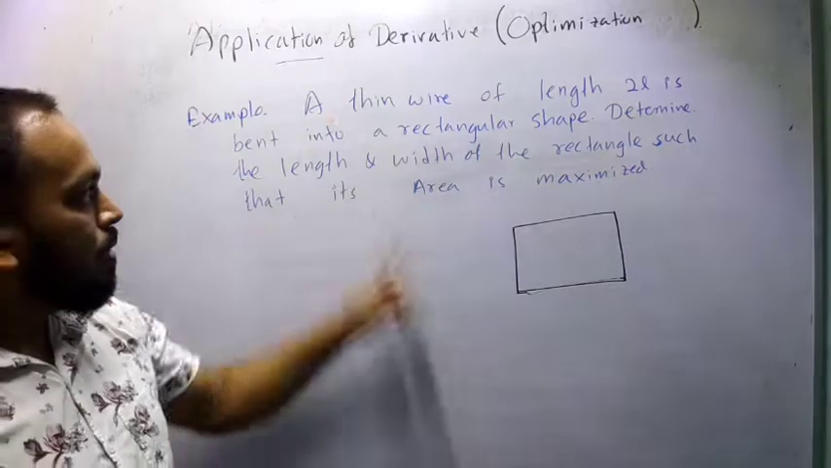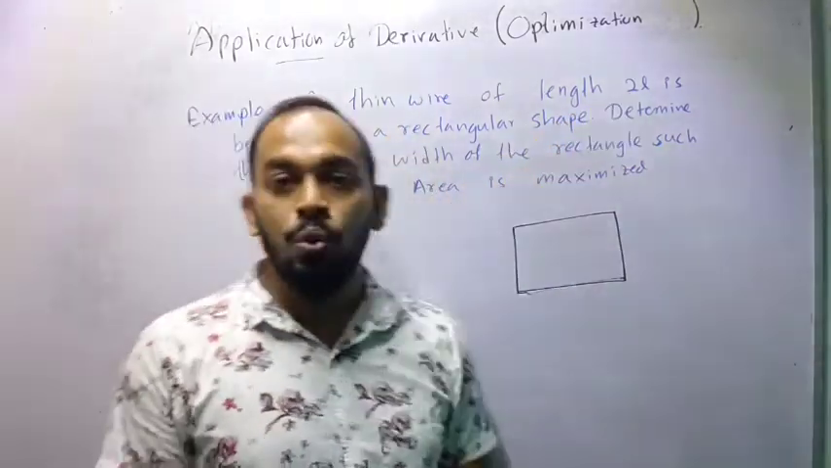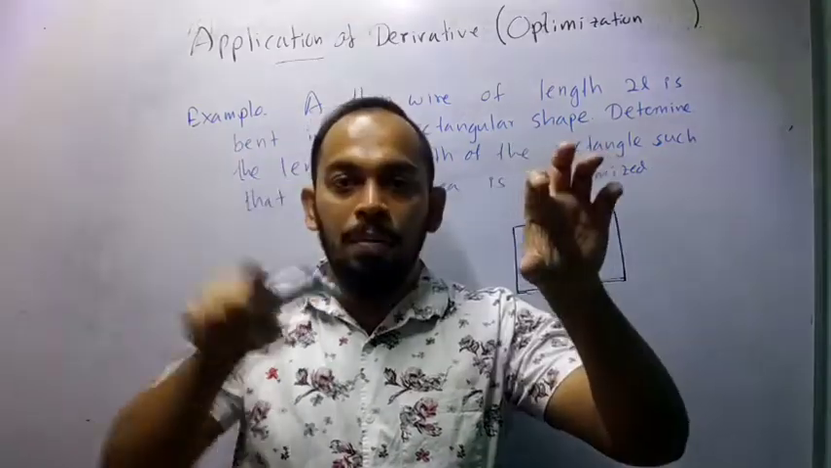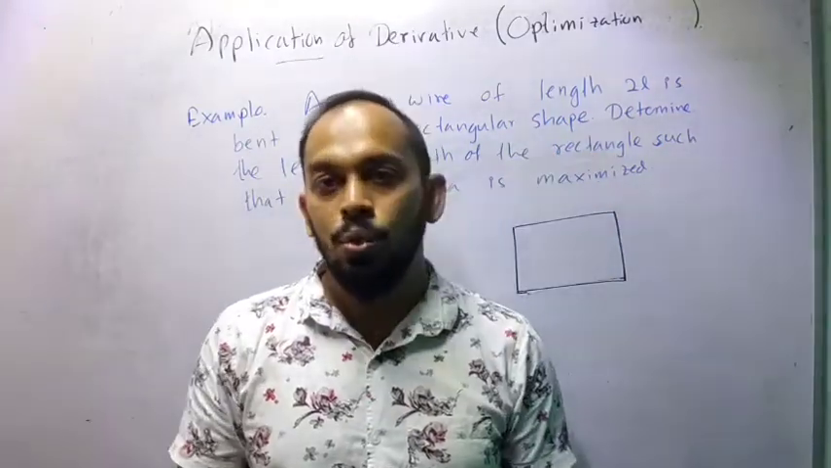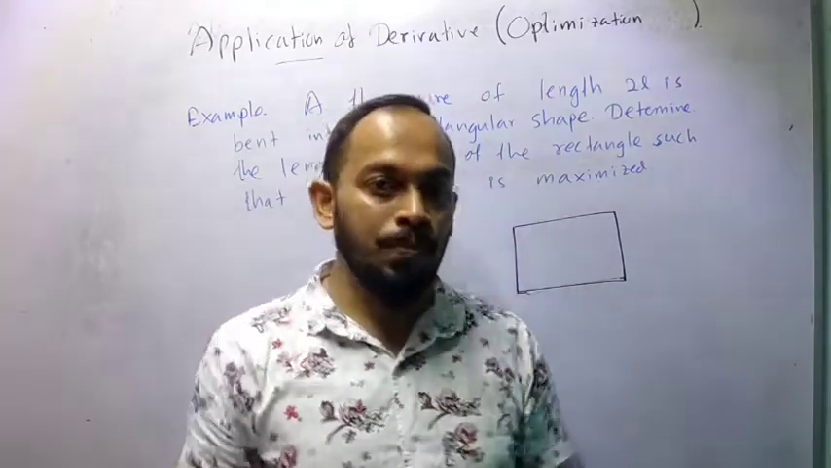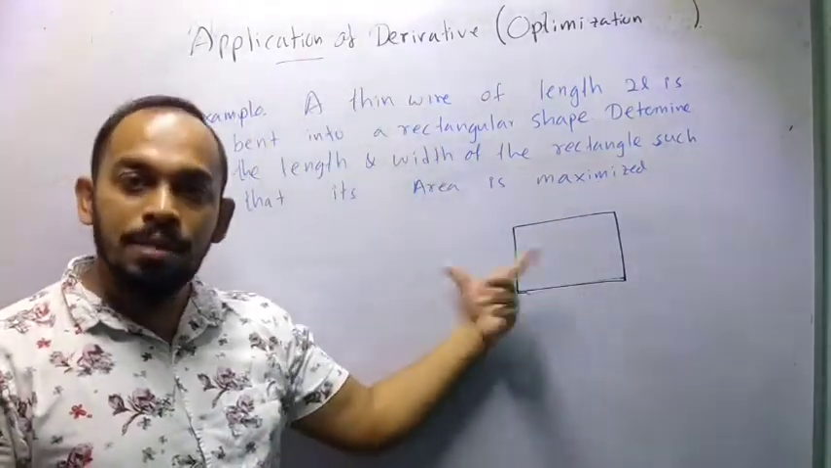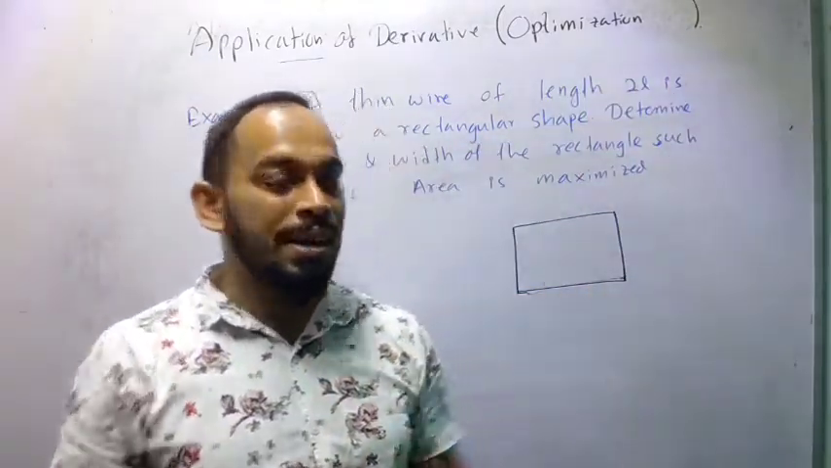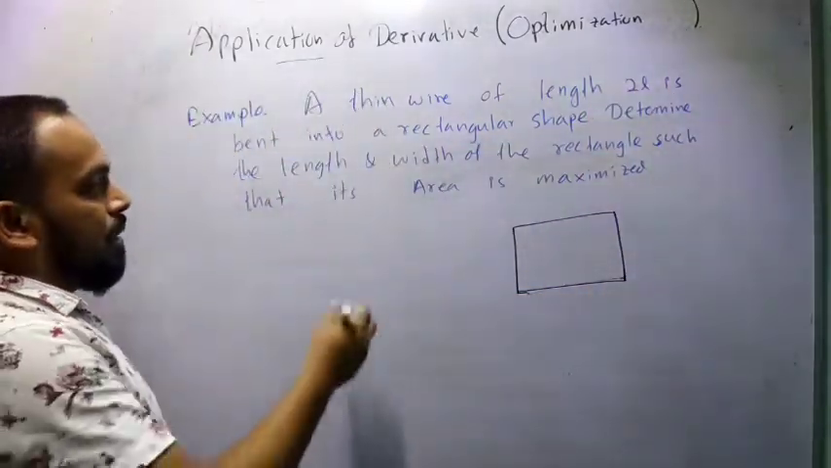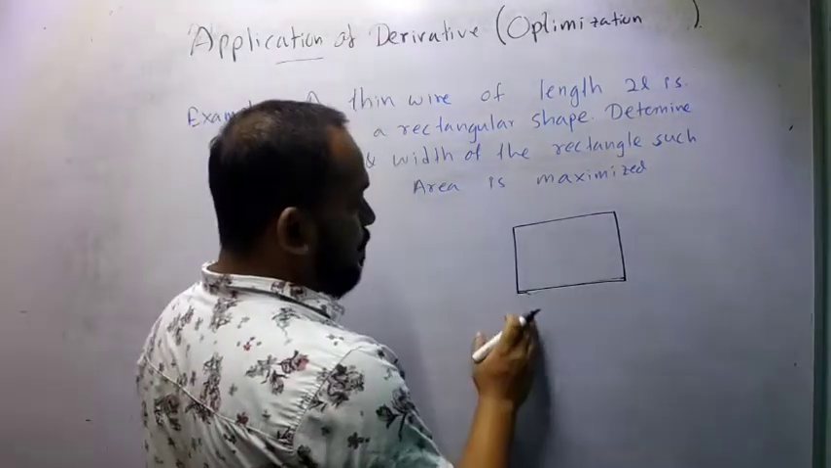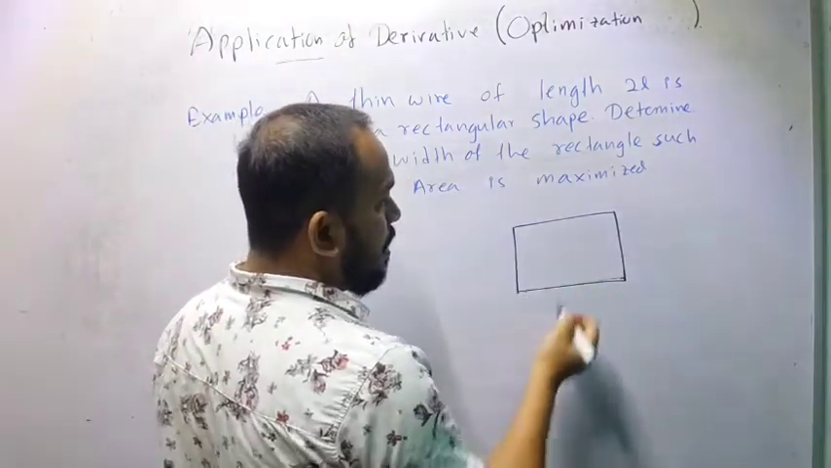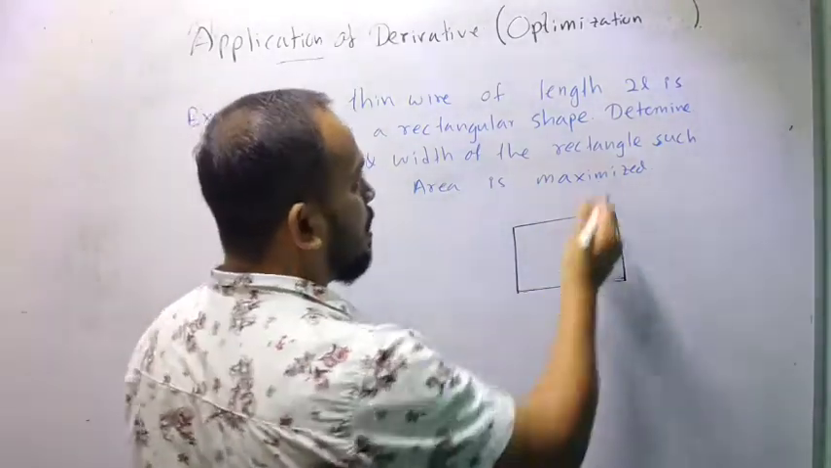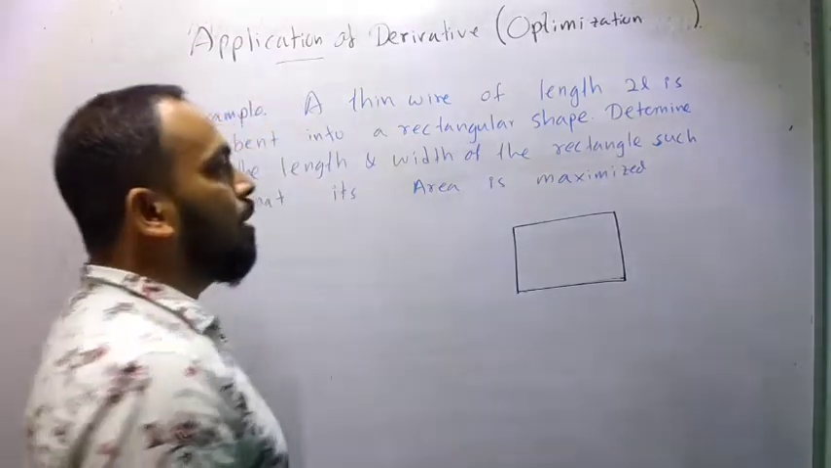So what is the limitation? You are given a thin wire of length 2L. So whatever shape you get, the perimeter must be equal to 2L, because the length of the wire is 2L. So you are restricted in a certain way. Otherwise you can make bigger rectangles so that the area is maximized. Now we have to design. This is a rectangle, so I'm going to put a variable because I don't know what the values are. For example, let's take 2L.